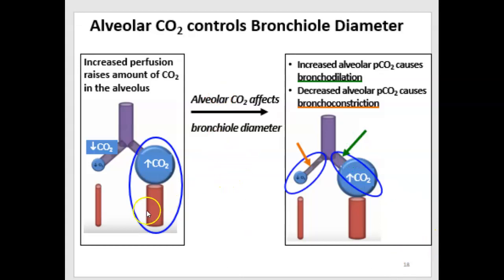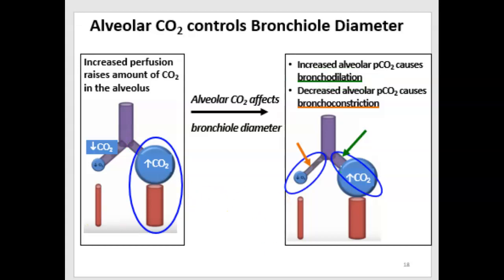Usually the reason we have changes in alveolar CO2 is that perfusion has changed. So if we have increased perfusion to one alveolus, that alveolus is going to get more carbon dioxide because more carbon dioxide will diffuse into the alveolar space. That will affect the diameter of the bronchi or the bronchioles, and you'll get bronchodilation. The smooth muscle will relax, and so you may notice that this particular bronchus is dilated compared to what it was before. Okay, and then of course the opposite is true as well.